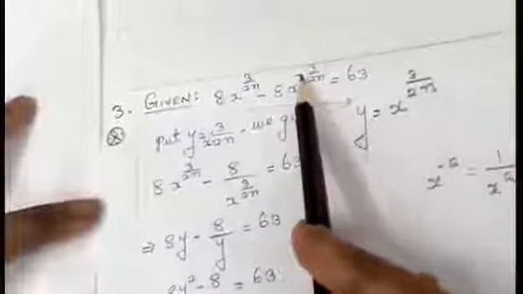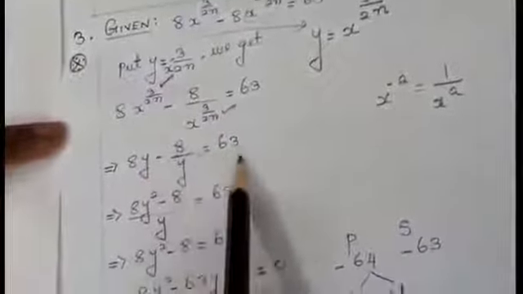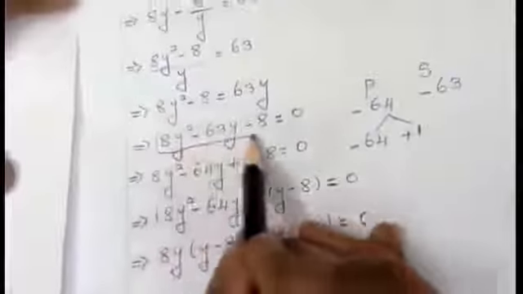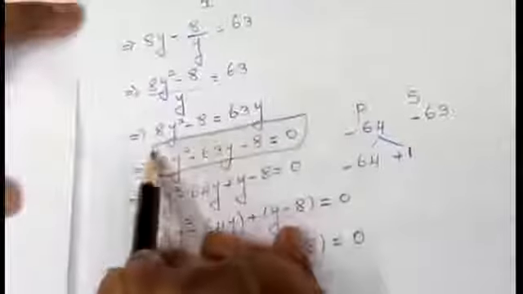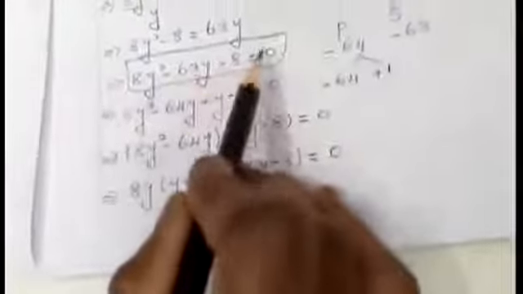Since we are having negative here, I am going to replace this as positive. I am writing like this: minus 8 divided by x to the power 3 by 2n equal to 63. In place of these two values, I am replacing it as y. 8y minus 8 by y equal to 63. Cross multiply: 8y square minus 8 divided by y equal to 63. Do the simplification, students. You will get this particular equation, that is 8y square minus 63y minus 8 equal to 0.